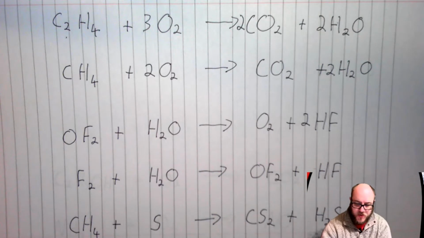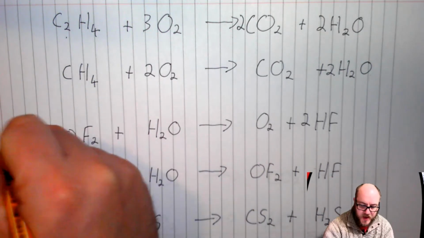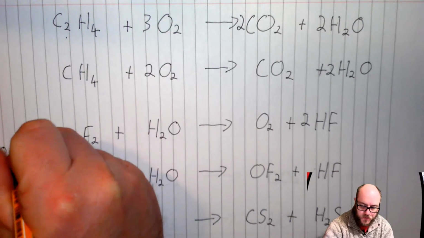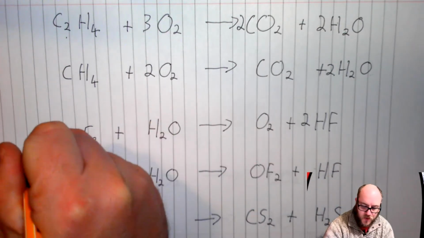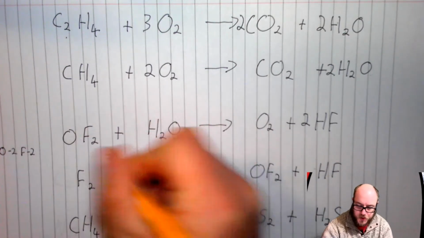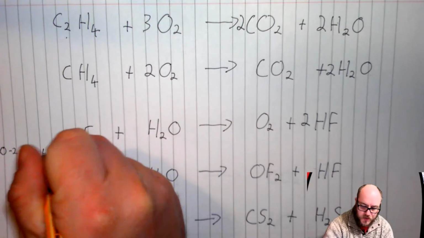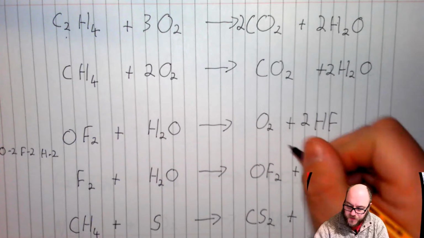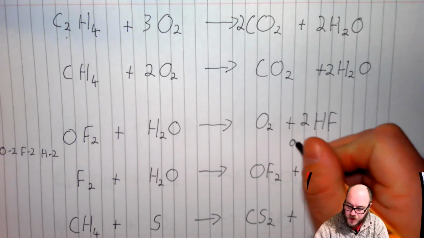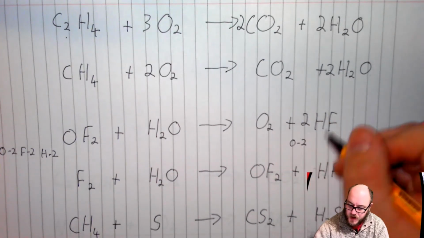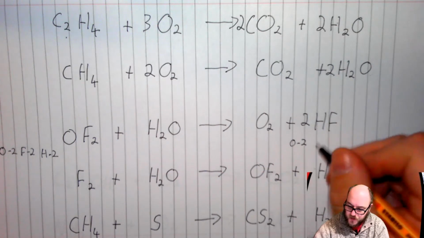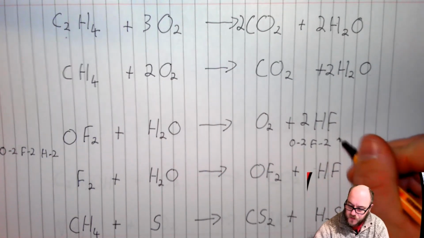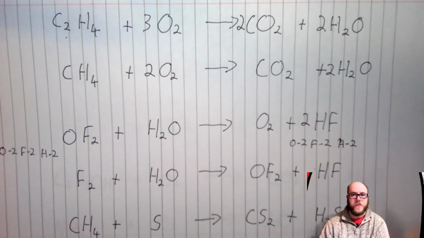So for example, here I would say I have oxygens 2, 1, 2. I have 2 fluorines, 1, 2. I have 2 hydrogens. And I would do the same on the other side. I've got 2 oxygens, 2 fluorines, and 2 hydrogens. So it checks out. Okay.